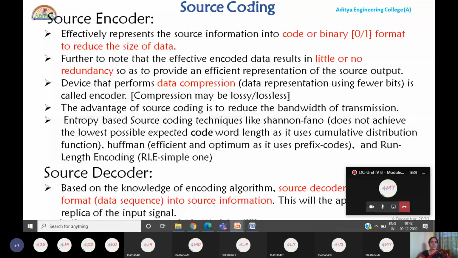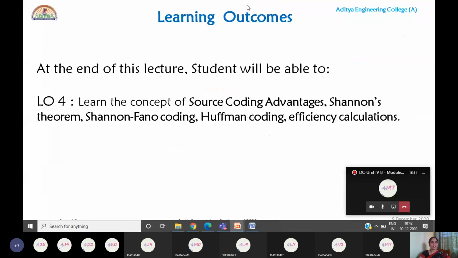I have already initiated it, and at the end of this lecture, all the students should be able to calculate the efficiency for the Shannon Fano coding method and Huffman coding method, know the source coding advantages, and know what Shannon's theorem is. Here we don't go into detail about Shannon's theorem, because it states that the information rate is always less than or equal to the channel capacity.